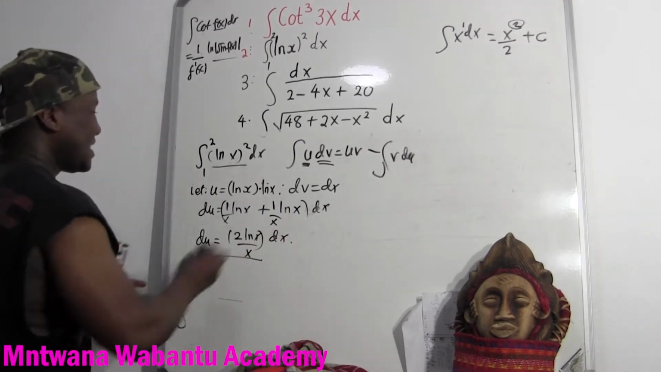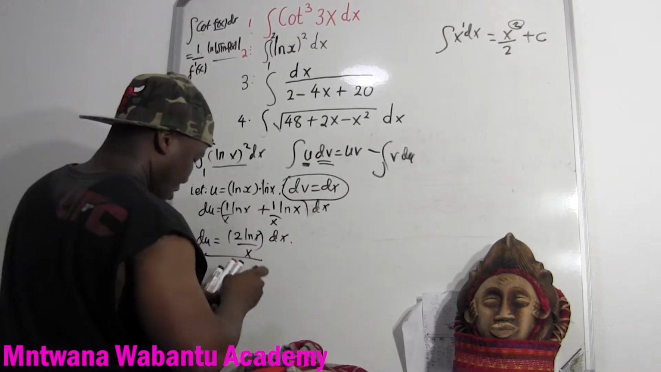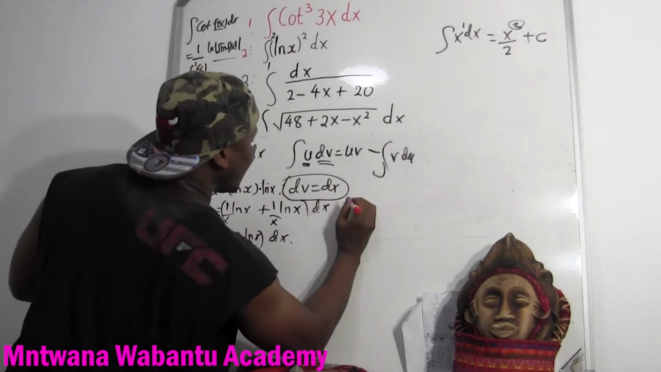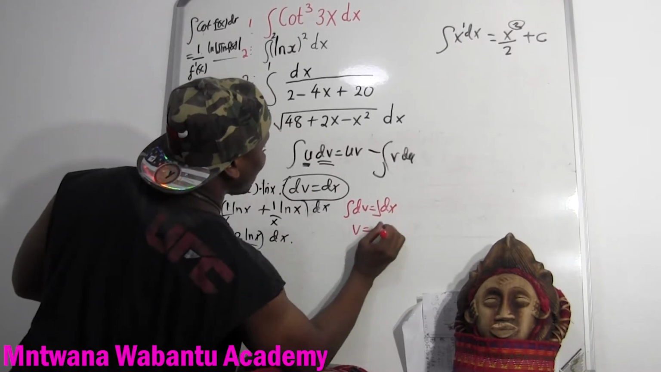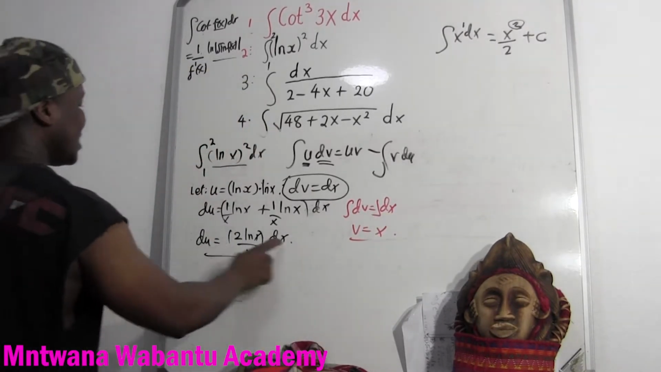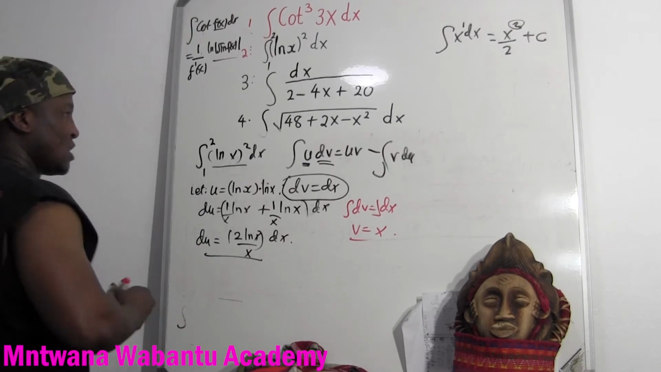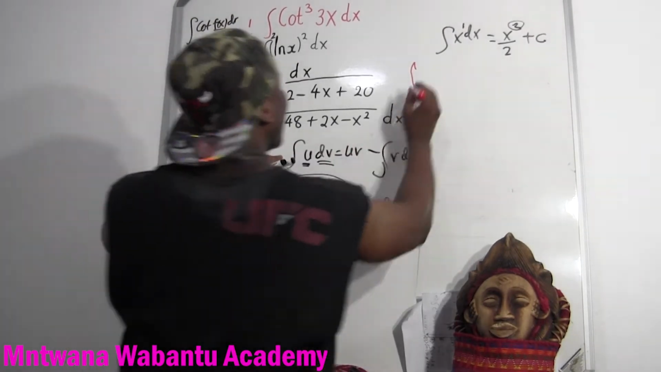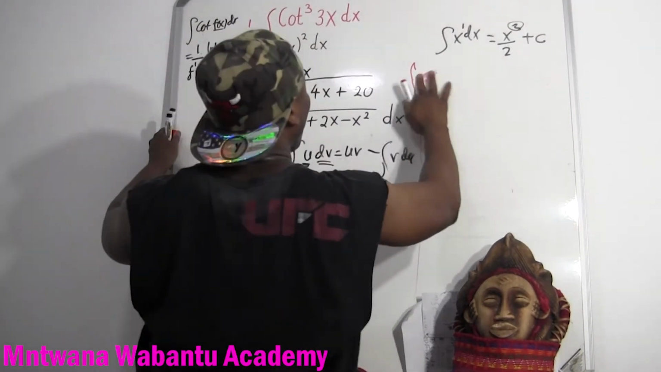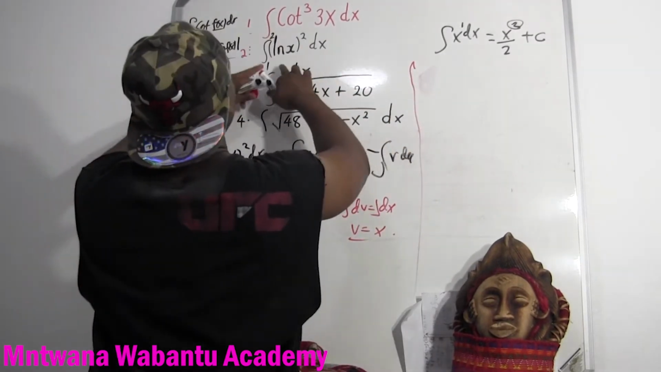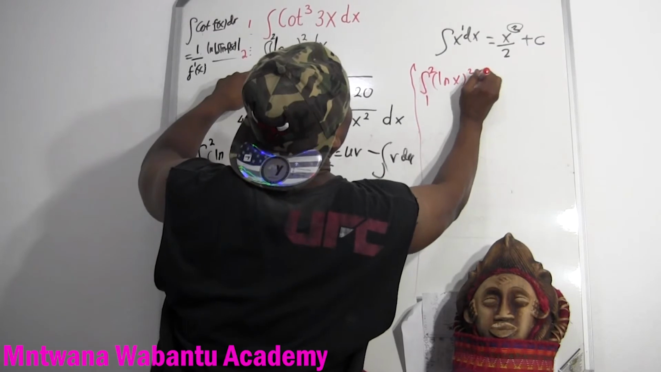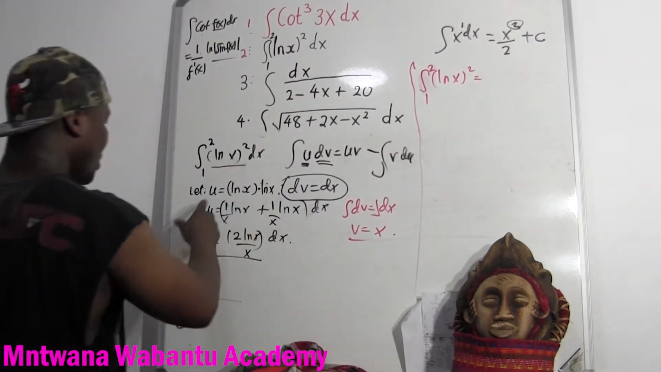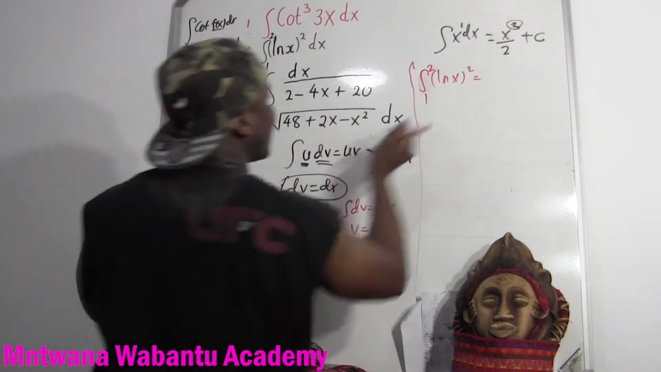Now we want to integrate dv. We integrate dv equal to dx, so v equals x. So we have our du, v, everything, and we can substitute in the equation. This is exactly what we're looking for: the integral from 1 to 2 of (ln of x) squared equals uv. What is our u? Our u equals (ln of x) squared.